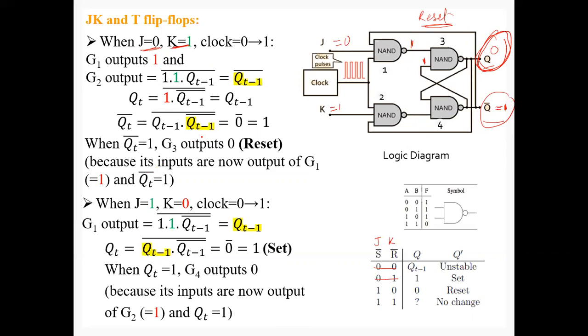Okay. Now let's change it. Let's change this to something else here. So here, let's change this to J equals 1, K equals 0. J equals 1, K equals 0. Again, your clock is always 1, right? This is 1. So when K is 0, what is this guy?